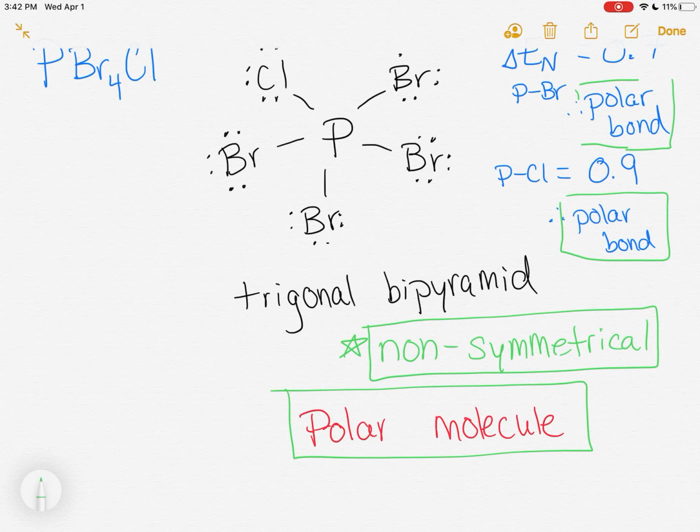Okay, and so that's the lesson on molecule polarity. There's a ton of practice. Please make sure that you do the practice. Okay, and I will post an answer key to go with that practice as well so that you have lots of practice with this molecule polarity.